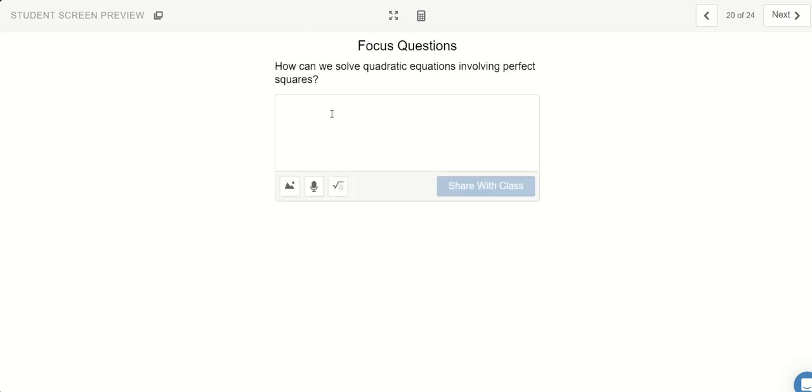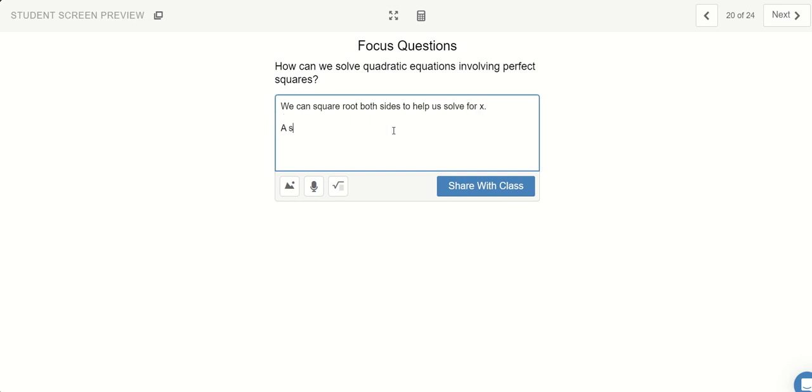So to answer the focus question, how can we solve a quadratic equation involving perfect squares? We can square root both sides to help us solve for x. Right? A square problem will either have two solutions, one solution, or no solutions.